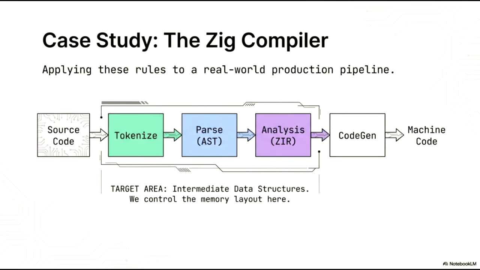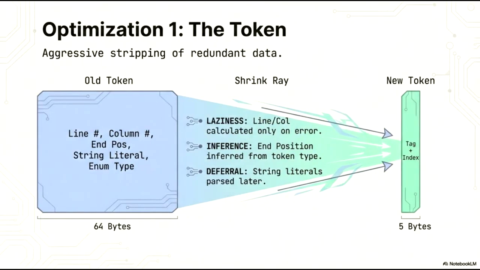the entire compilation process. Optimization 1 focuses on the token itself through the aggressive stripping of redundant data. Historically, our old token structure was quite heavy, weighing in at 64 bytes. It carried a wealth of information for every single token, including line and column numbers, end positions, string literals, and enum types. To reduce this footprint, we applied 3 key strategies.